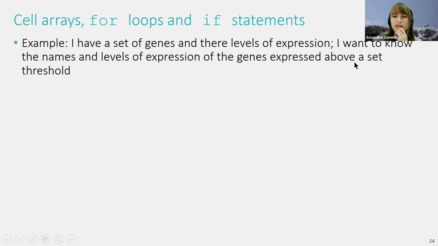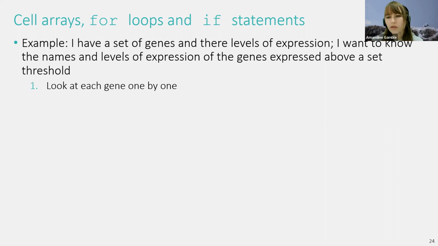Okay, so let's imagine that scenario. We have a set of genes. I am not a person working on genomics at all, but I thought that was the example that would work best for you, so I recycled the example that the previous instructor was using with genes and expression levels. We have a set of genes and their expression levels, and we want to know the name and the levels of expression of genes that are expressed above a certain threshold. That's where I encourage you to think in terms of pseudocode before starting writing.